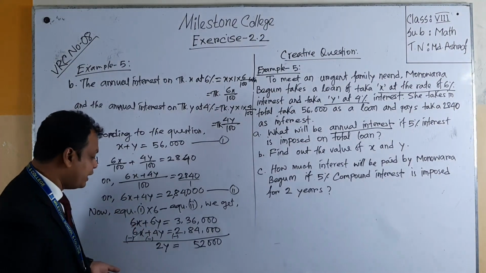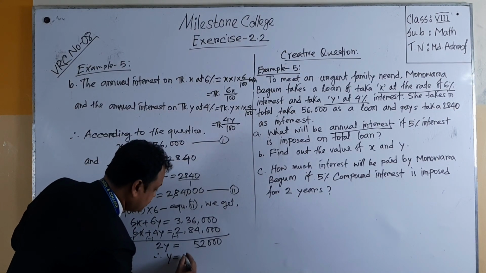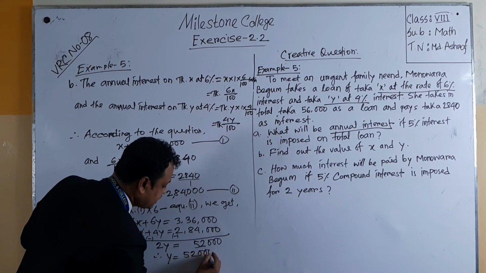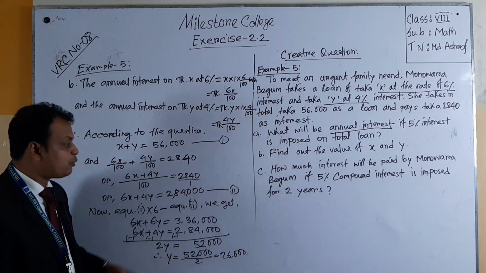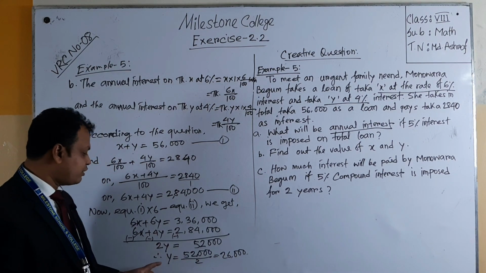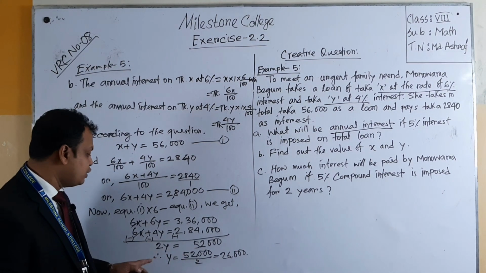Then what will be y? Therefore y equals 52,000 divided by 2. That means we will get 26,000. So the value of y is 26,000. What is the value of y? The value of y is 26,000.